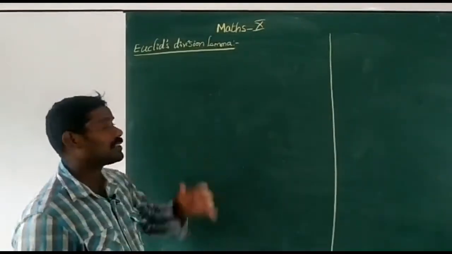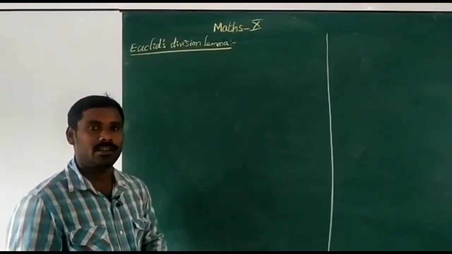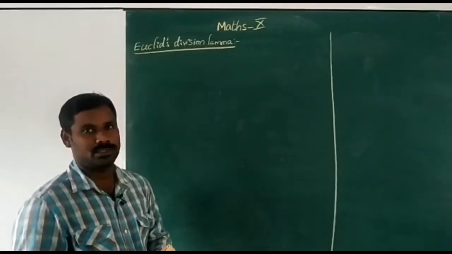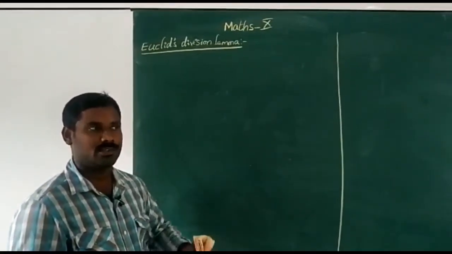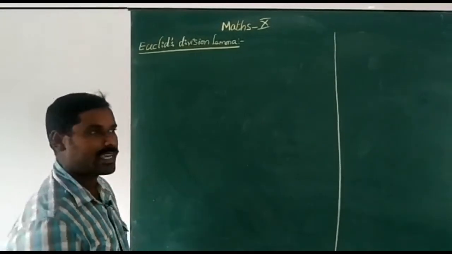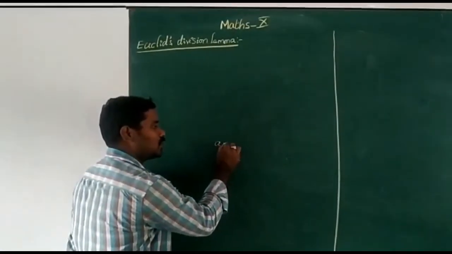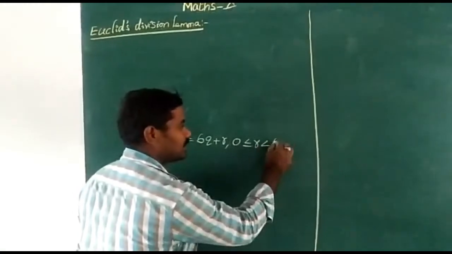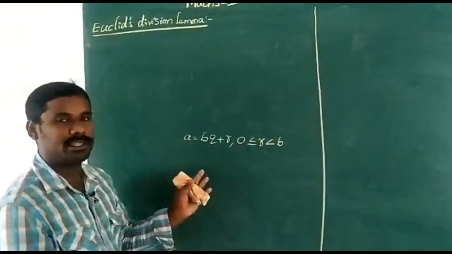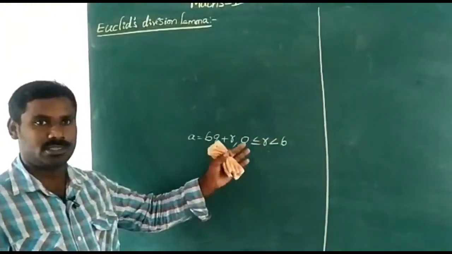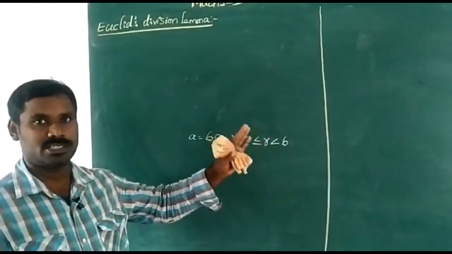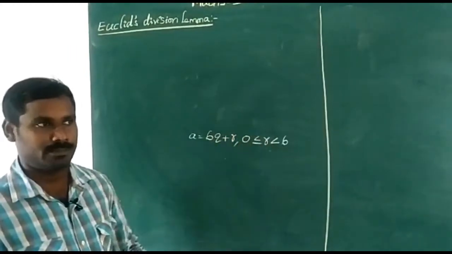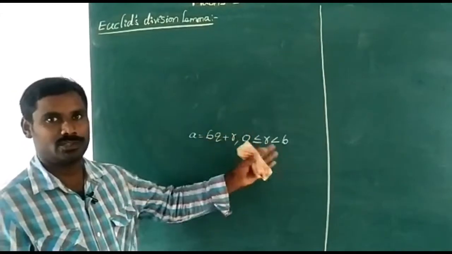The statement of Euclid's division lemma is: given a, b are two positive integers, then there exists a unique pair of integers q and r satisfying a = bq + r, 0 ≤ r < b. Using this, we showed that odd numbers are of the form 6p + 1, 6p + 3, and we did squares and cubes.